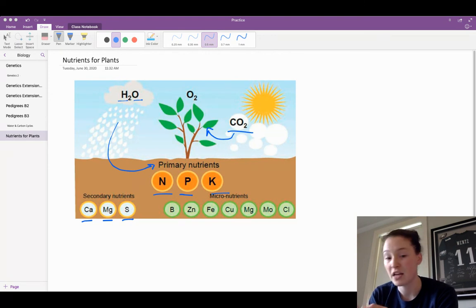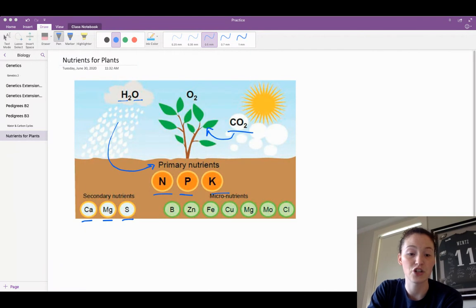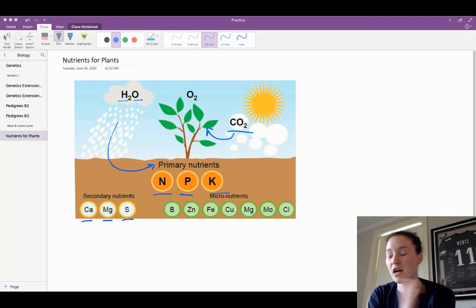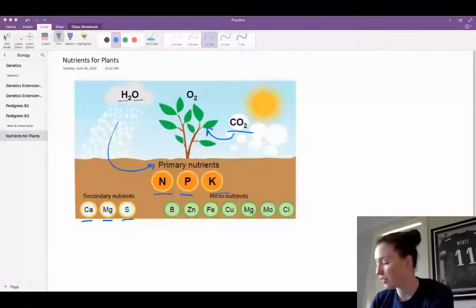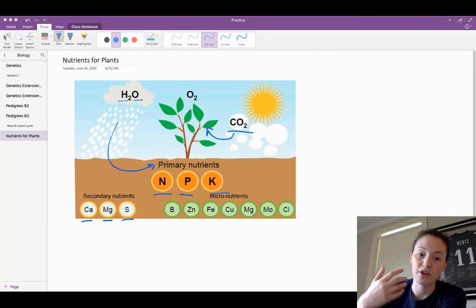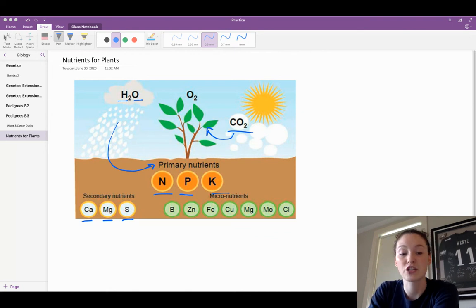Iron, Fe, used in photosynthesis. Boron, the B, used in flowering and cell division. Copper, used in photosynthesis. Manganese, used in photosynthesis. You're seeing a trend, right? When you think about all the different nutrients and how they're used, it's important to take into consideration all of these.